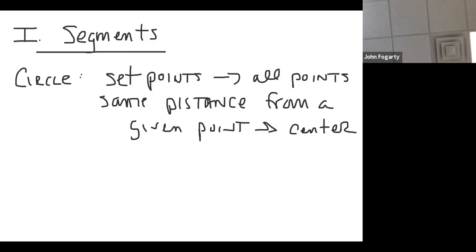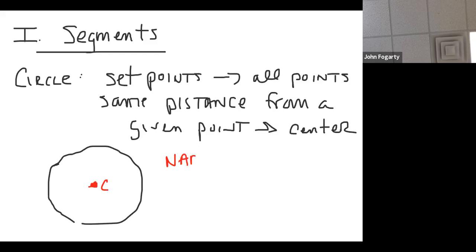So if I had a circle, this point right here is what we call the center. If I said this was point C, when you name a circle, you name it from the center point. So you can simply call it circle C, or you can use this symbol, and that means circle C as well. Does everybody understand that?